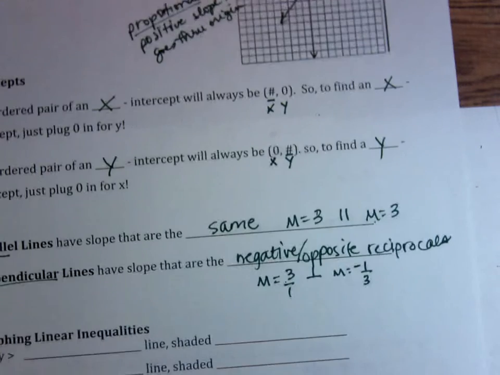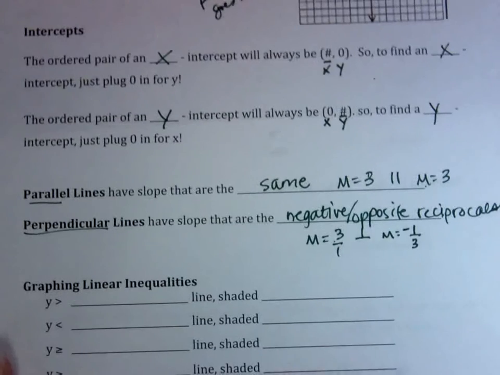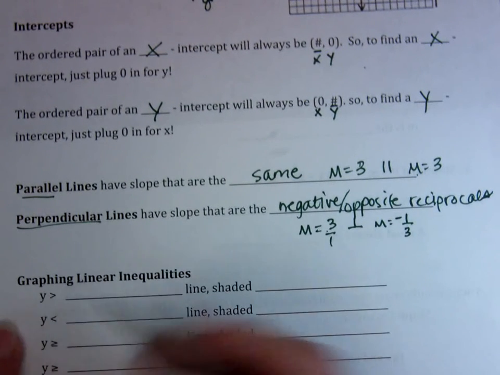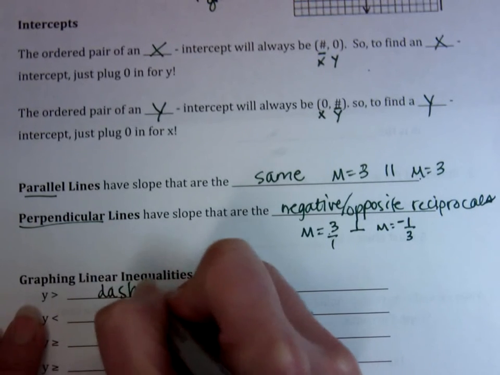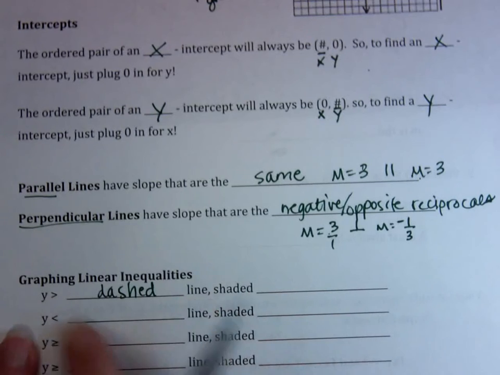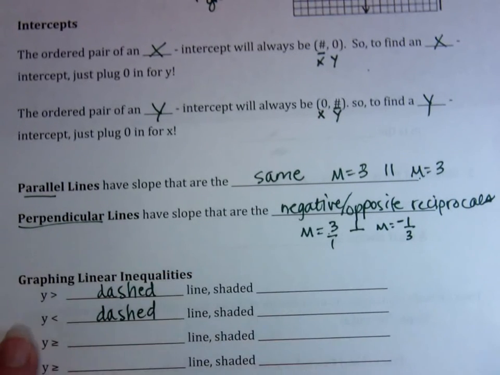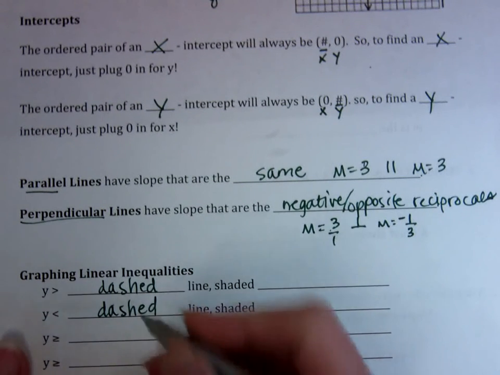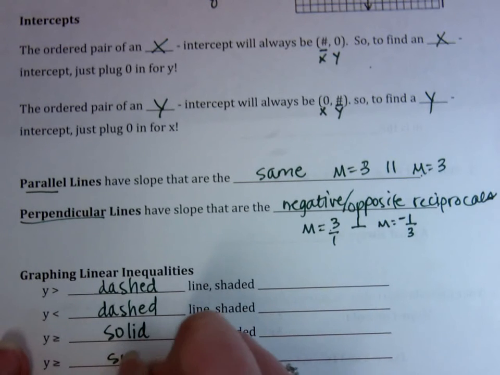Also included in all things that are linear, we have graphing linear inequalities. We have to remember that when we have a greater than symbol, the line is dashed. Less than is also dashed. Now, the line underneath the symbol means that it's going to be a solid line.